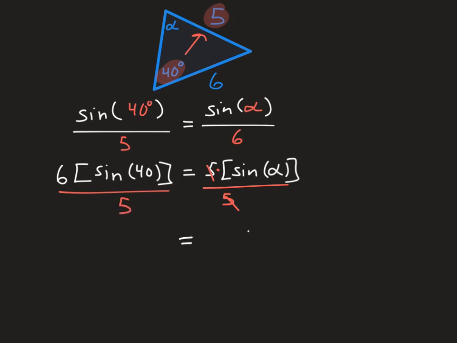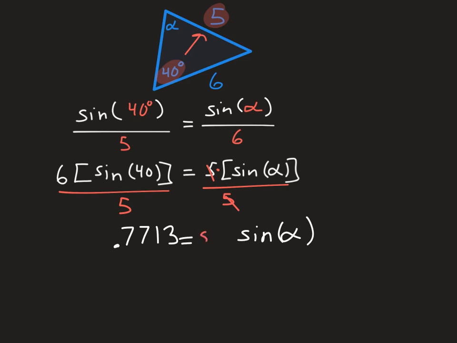Okay, now on the right side, I have just the sine of alpha. And on the left side, I have all this stuff. So I have 6 times the sine of 40 divided by 5. And perhaps now you could go ahead and go to your calculator and plug all of this in. So I would do sine of 40 first, then times 6, then divided by 5. And I'm going to use 4 numbers after the decimal. So 0.7713.